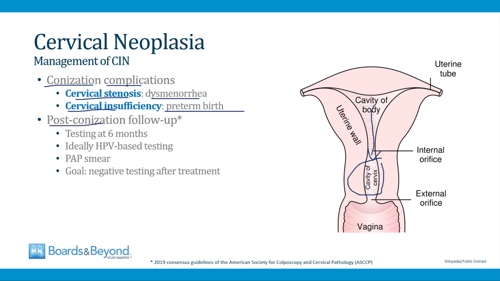After a woman has had conization, the follow-up is usually testing at 6 months. Ideally, you test for HPV if it's available. If not, you can do a pap test. But the idea is that the testing should be negative after treatment because you've removed all the tissue that was infected with HPV and that was neoplastic.